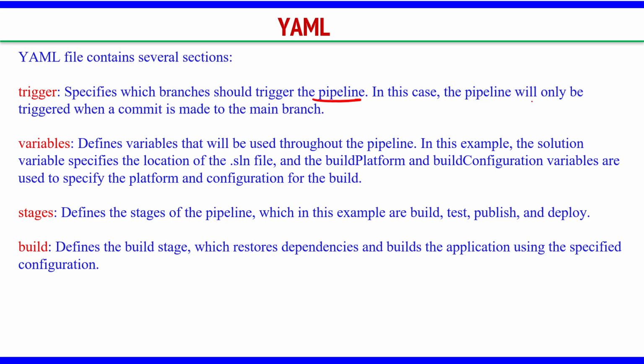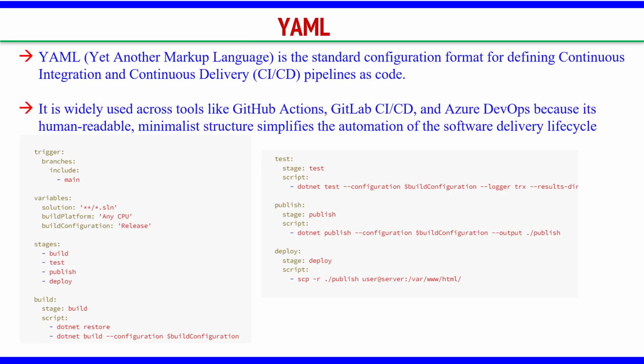In this case, the pipeline will only be triggered when a commit is made to the main branch. Okay, so here if you see in this example, when I wrote main, it means if some commit is happening in main, from there this trigger will be executed automatically. Because I have mentioned here, trigger should begin from main.